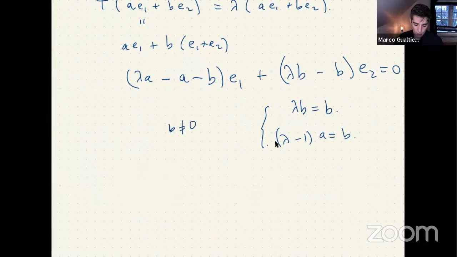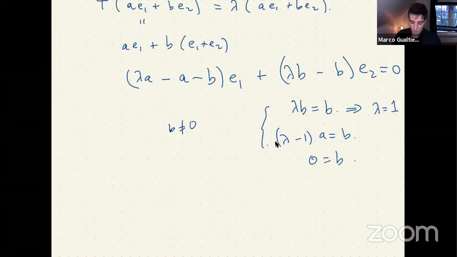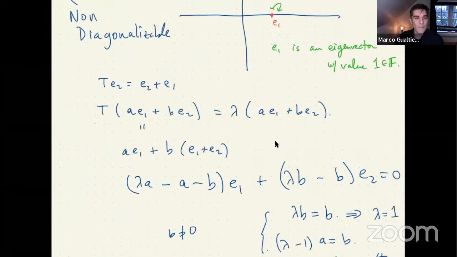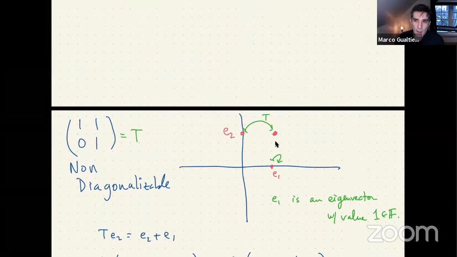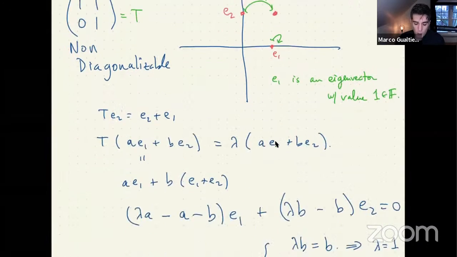But then this would imply that lambda is equal to 1. And then this would give me 0 is equal to B. So it's a contradiction. I cannot find another eigenvalue, another eigenvector. Okay, now I gave you an algebraic proof.